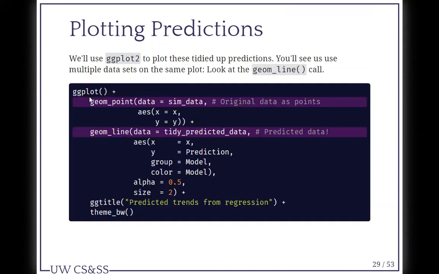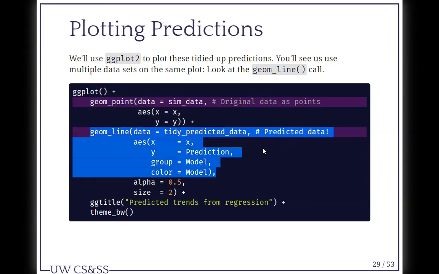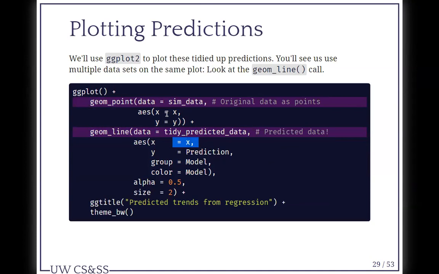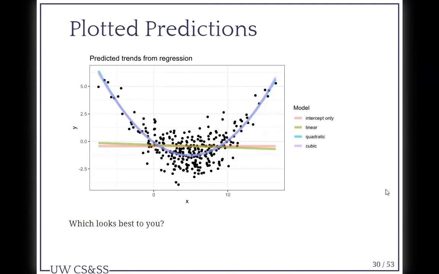So what we've done here is we have a ggplot and we have a geom_point that's just the original data points. And then we have a geom_line that's based on our tidy predicted data, where X is equal to X, just like here, Y is equal to Y. Here, Y is equal to our prediction, so what each of the models was able to predict. We group by the model, we color by the model. We add a little bit of transparency to each of the lines and make them a little bit bigger so they're easy to see. Title, theme, black and white. And here's what we get.